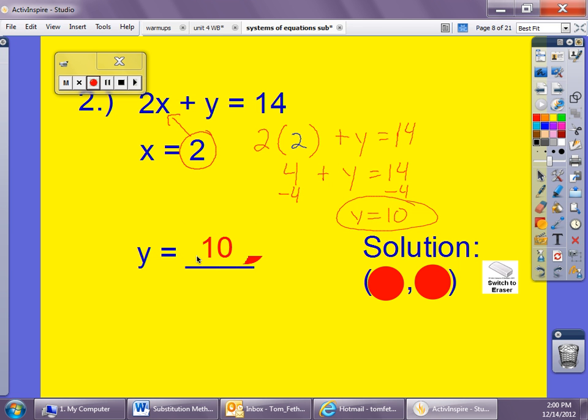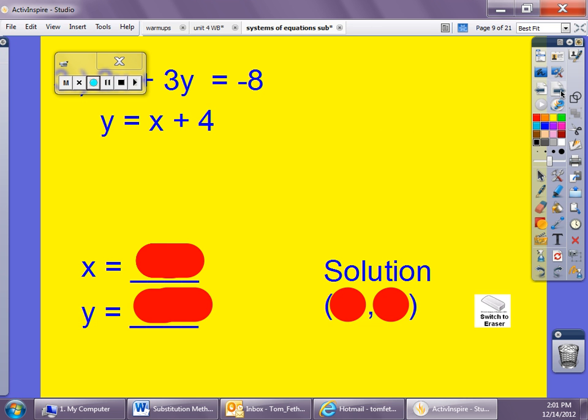So we know that the y value is 10, and we know that the x value is 2 because it told us in the beginning of the equation. So our solution is 2, 10. The x value is 2, the y value is 10. Now if we look at example 3, now we have two equations.